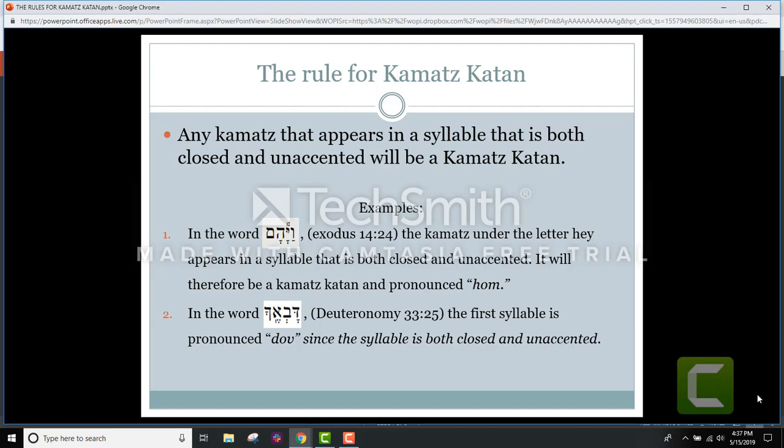Vayahom. In the word davecha, which appears in Deuteronomy 33:25, the last chapter in the entire Torah, the first syllable is pronounced dov, since the syllable is both closed and unaccented.